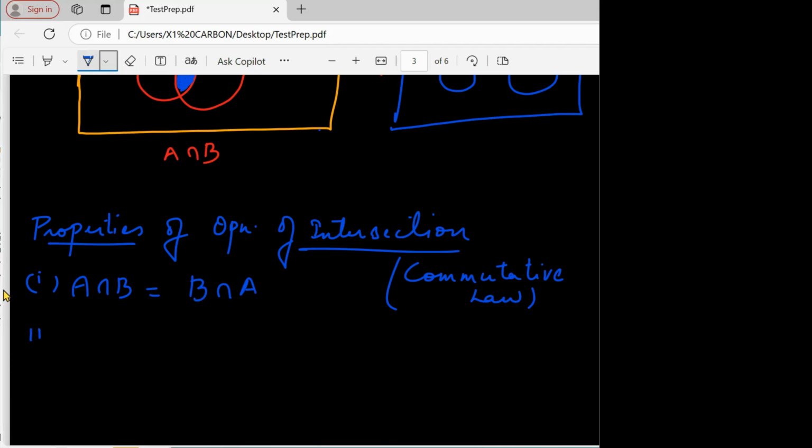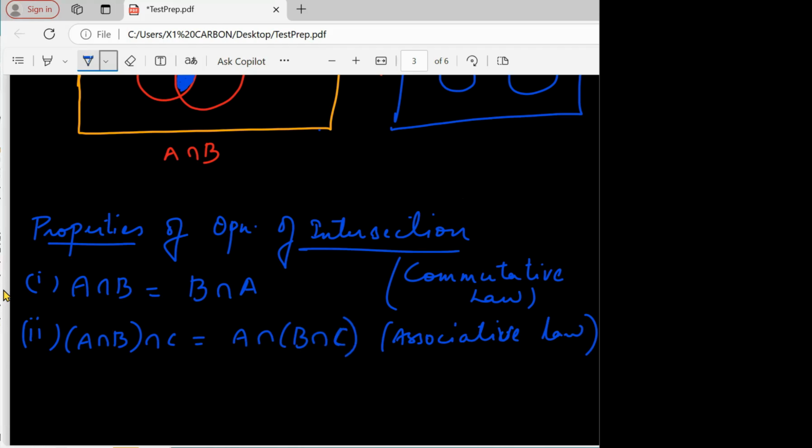Now, moving on to my second law, that is the associative law. That contains three sets. Okay, and I would be finding out the intersection between A and B intersection C will be equal to A intersection of B intersection C. Now, whichever way I do, I will have to choose the common elements in all the three sets A, B, and C. So that will definitely be the same.